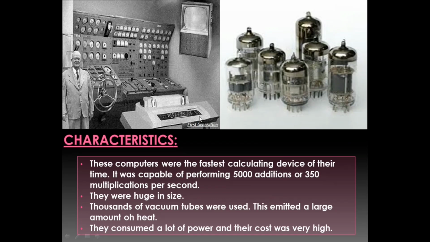Coming to the characteristics of first generation computers, these computers were very fast calculating devices of their time, can do 5000 additions or 350 multiplications per second, and they were huge in size. 18,000 vacuum tubes were used, and these emit a large amount of heat, and they consumed a lot of power also, and cost was also very high.